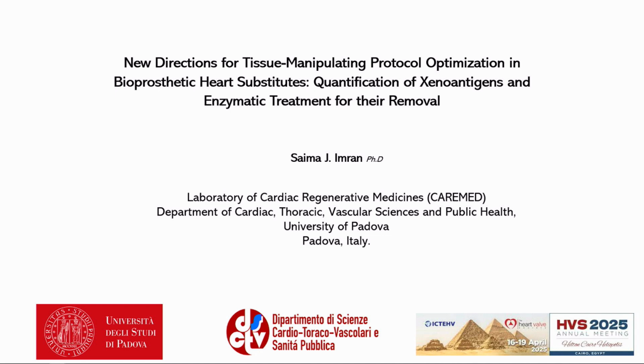This is actually about the tissue manipulation for the bioprosthetic substitute, specifically for xenoantigen quantification and their enzymatic treatment. And before my presentation, the second last presentation was about the alpha-gal and Neu5Gc expression, which is almost the same background as this study which we are doing in our lab.